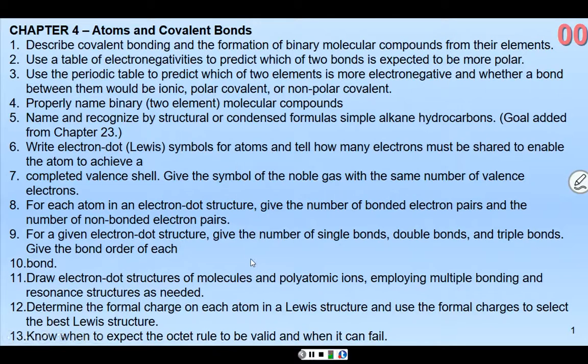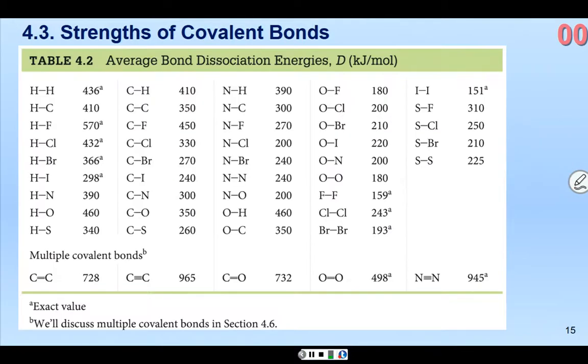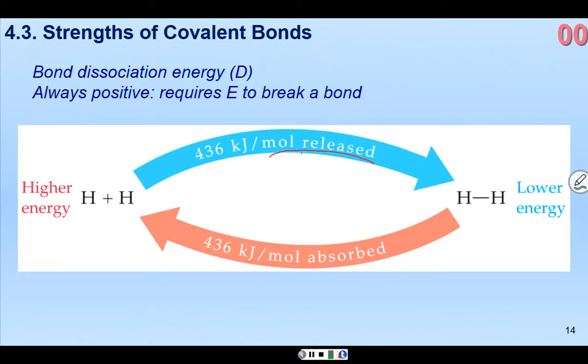All right, in the context of talking about atoms and covalent bonds and how binary molecular compounds are formed from their elements, it's worth having a brief discussion about the strengths of covalent bonds. A bond is formed when you bring two individual atoms together, and it's a low energy state, and so energy is released when the molecule is formed, such as the hydrogen molecule.